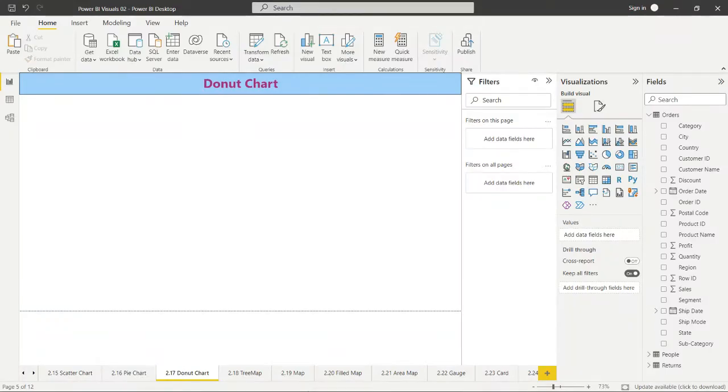Now in this series of videos powered by visuals, we will explain the donut chart. A donut chart is used to show how different values contribute to the total value, with the size of each piece in the donut representing the proportion of each category.